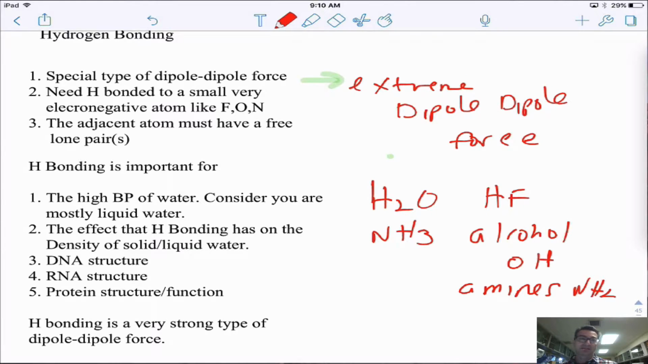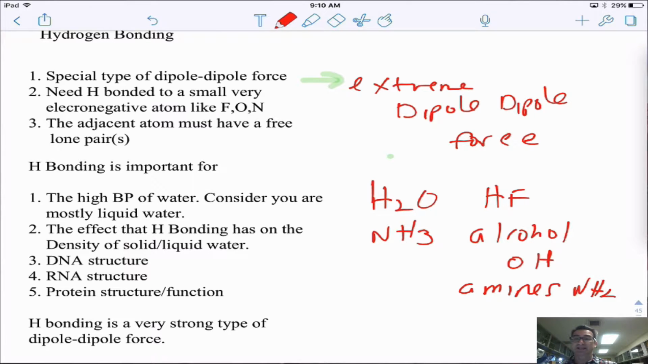Biologists came up with this phrase of hydrogen bonding, and the idea is because it's so important in biology. We look at hydrogen bonding and how it's necessary for water to be a liquid. Hydrogen bonding explains that high boiling point of water. We're mostly made of water. Without this hydrogen bonding, without this very polar nature of water, we would be non-existent.